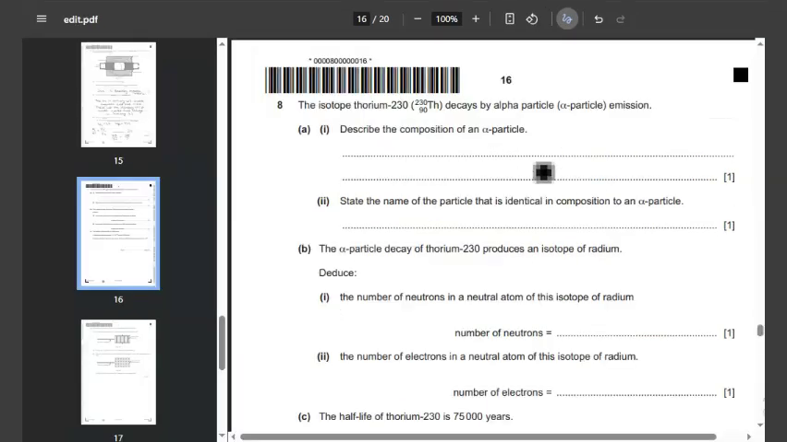Now we will be starting the easiest question in this entire paper. Question 8. The isotope thorium-230 decays by alpha particle emission. Question A, Roman 1. Describe the composition of an alpha particle. So we know that the alpha particle is represented like this, 4 alpha 2. And this means that the proton number is 2 and the neutron number is 4 minus 2 equal to 2.